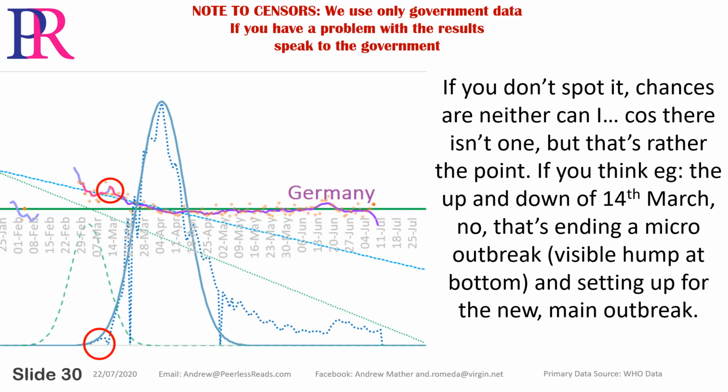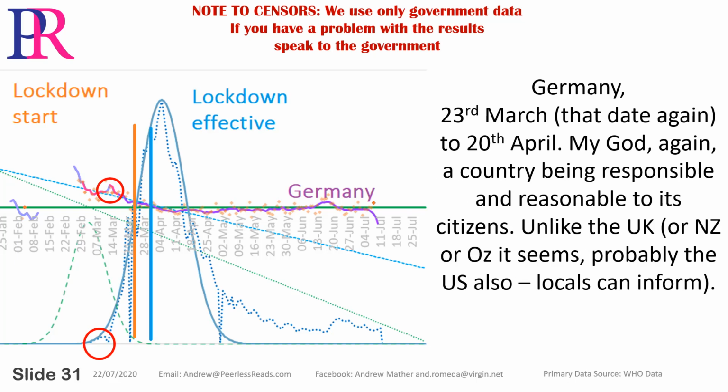If you think e.g. the up and down of 14th March, no, that's ending a micro outbreak, visible hump at bottom, and setting up for the new main outbreak. Germany, 23rd March, that date again, to 20th April. My God, again, a country being responsible and reasonable to its citizens. Unlike the UK or New Zealand or Oz, it seems, probably the US also, and locals can maybe inform us.